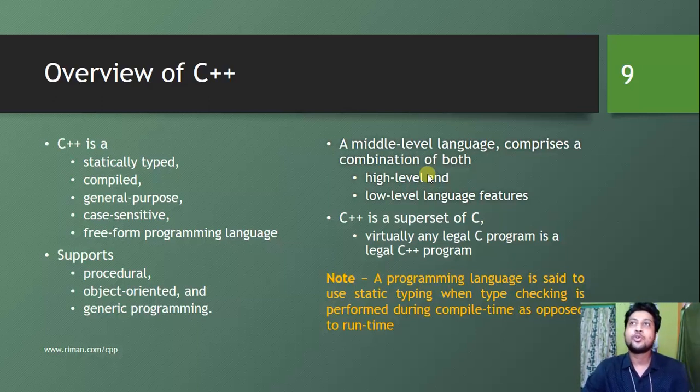C++ supports procedural-oriented programming, object-oriented programming, and generic programming as well. These three are the programming paradigms. We are going to learn about programming paradigms in a bit. Procedural style programming, object-oriented programming, and generic programming are all available in C++. As I said, C++ is a superset of C. That means virtually any legal C program is legal in the C++ programming environment as well.